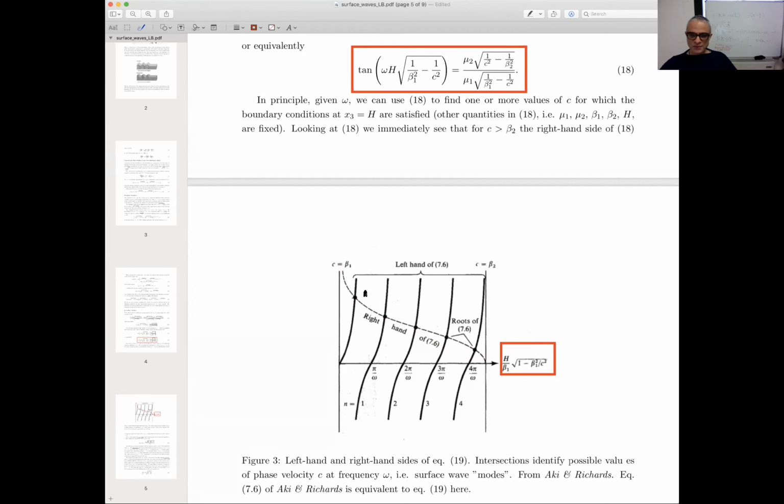Anyway, you see what I'm trying to say. It's this guy here, and then you do the same thing for the left-hand side, which in this case is simple because that's the argument here, and it's just a tangent. I can even draw it with this stupid method here, and so on and so forth. And the tangent has this periodic behavior, right?